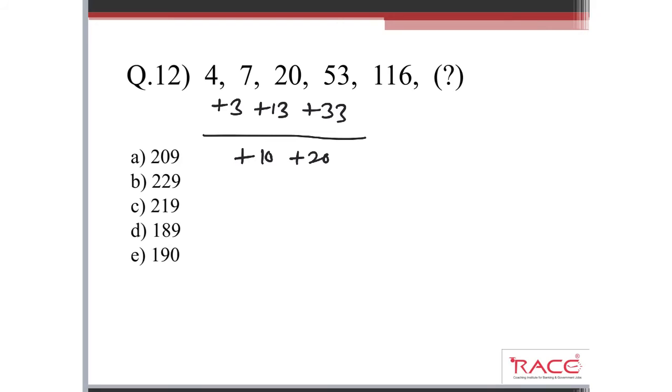Okay, next if you see here, the value is plus 63. So it is plus 30. Next it will be plus 40. So it will be plus 103. So the answer will be 219. Option number C. Very simple question. Okay, I hope so all of you are solving these question with ease. So now next move to the next question.